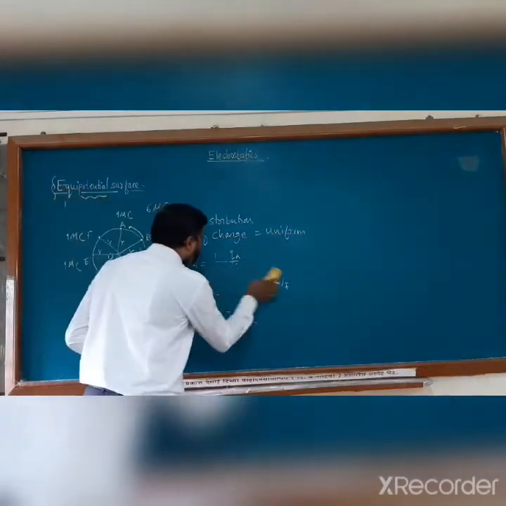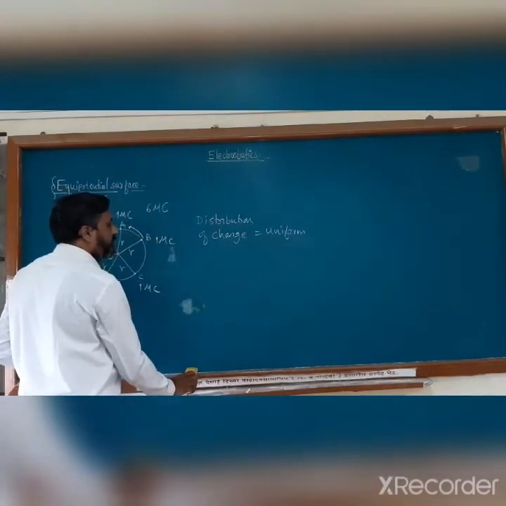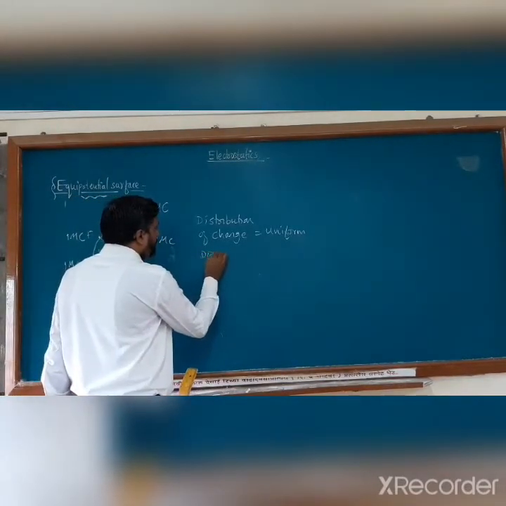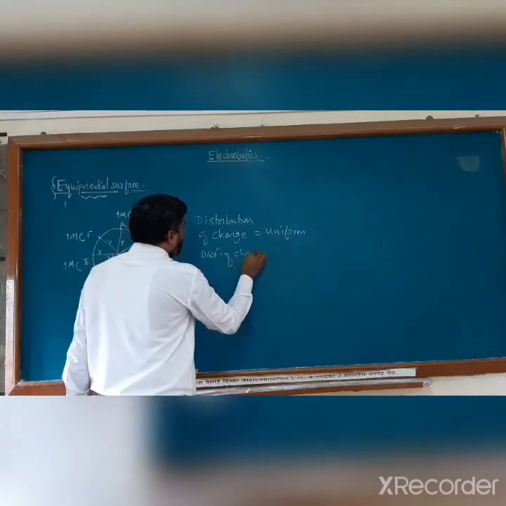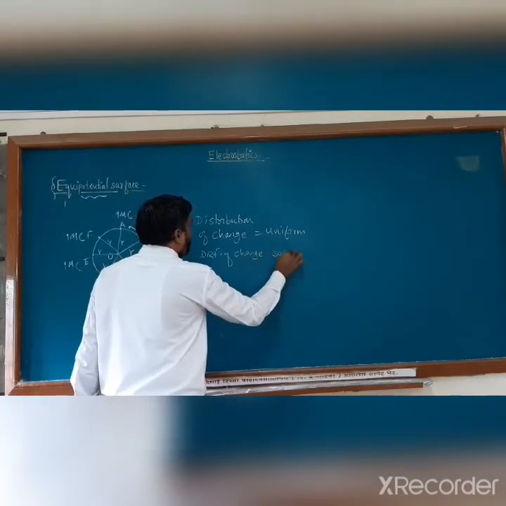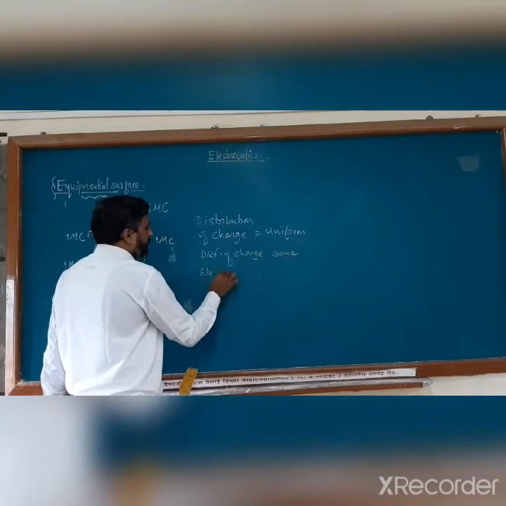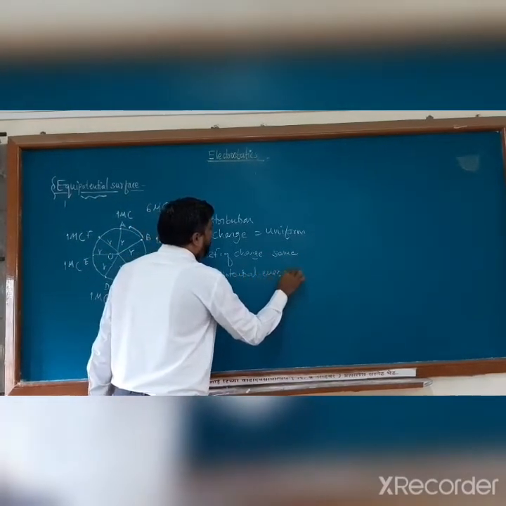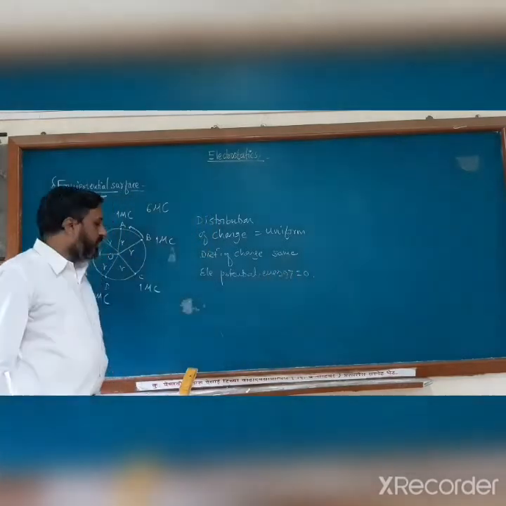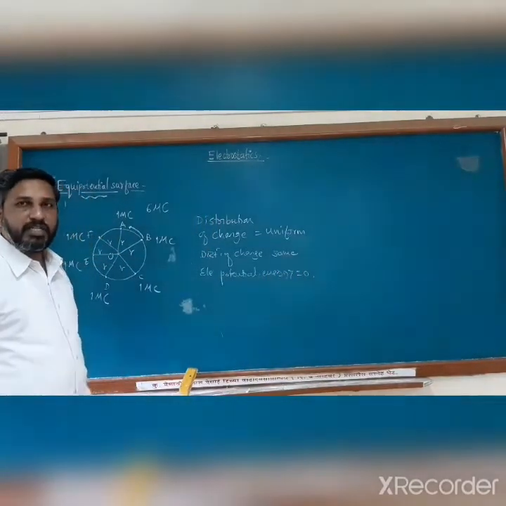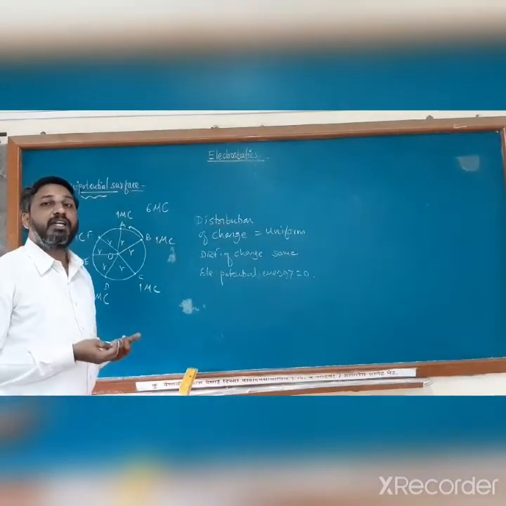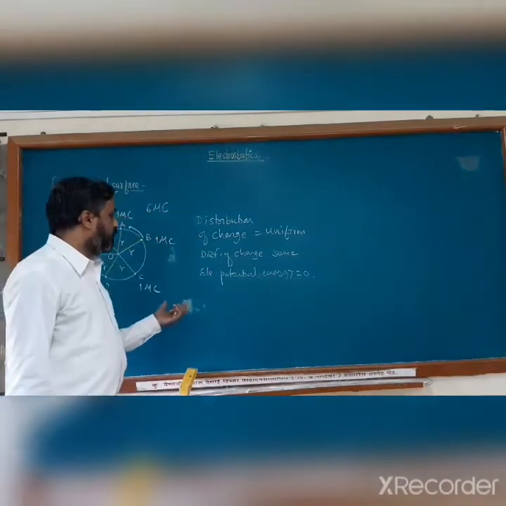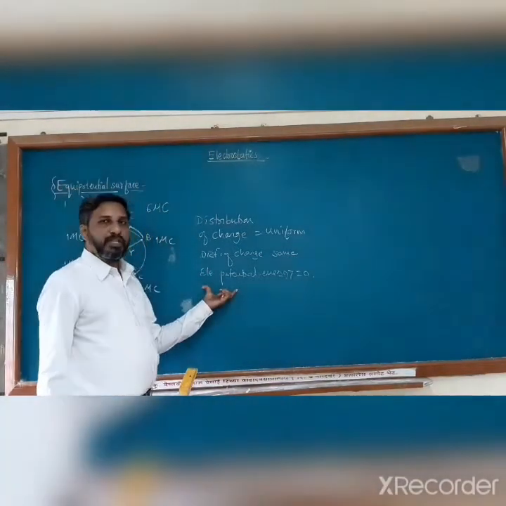Therefore, remember one thing: if the distribution of charge is uniform, and the distance of charge is the same, then electric potential energy equals 0. Here we have to take the electric potential energy as 0. Why? Because the work done equals 0. Work and potential energy are the same. Therefore, if the work done is 0, then obviously electric potential energy is 0.